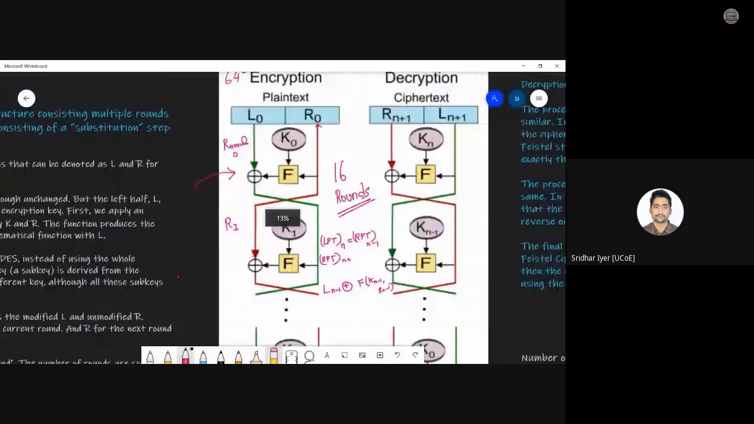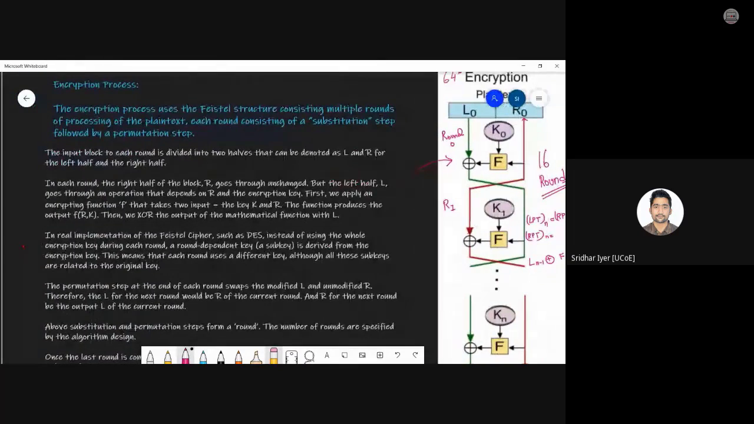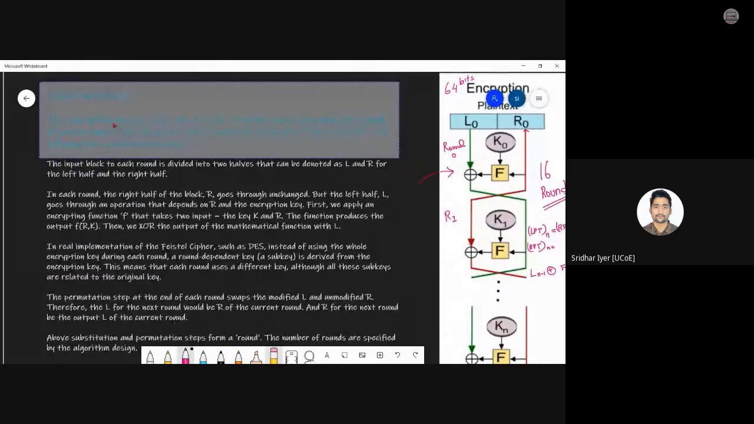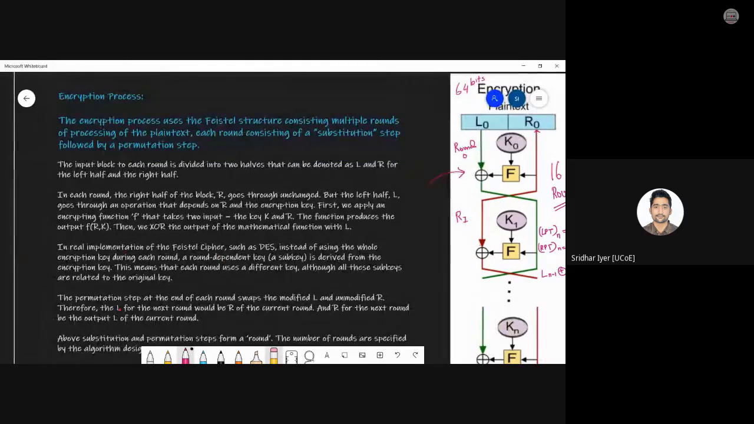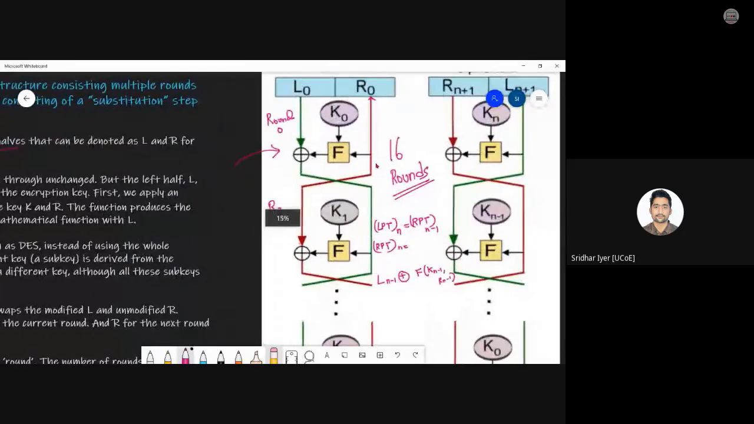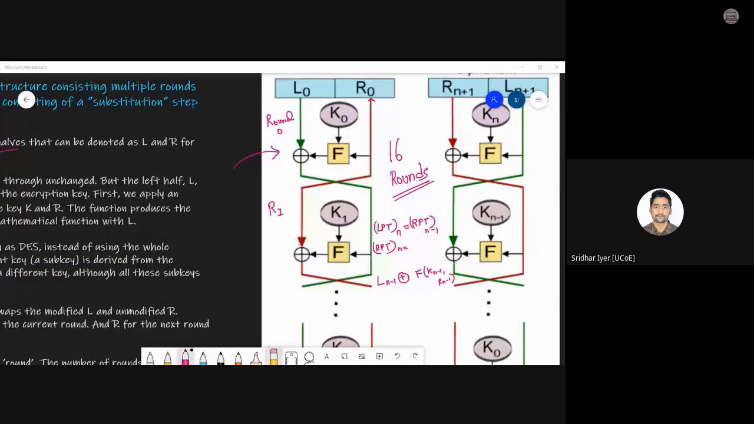The same thing I have summarized over here. You can read it. I will not read the entire thing, but just have a look. The input block to each round is divided into two halves, that we have seen, denoted as L and R. In each round, this is very important, don't get confused, the right half of the block R goes through unchanged. What is the meaning of this? Although I have told you that all the operations are performed on the right plain text, the right plain text itself goes unchanged as the new left plain text. Yes or no? Yes, students?